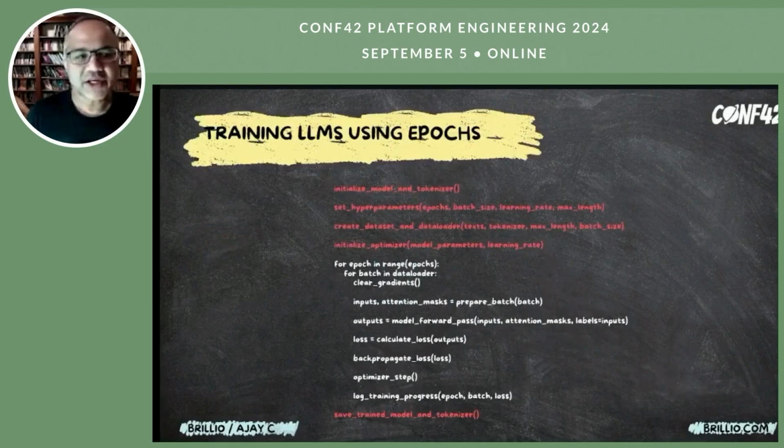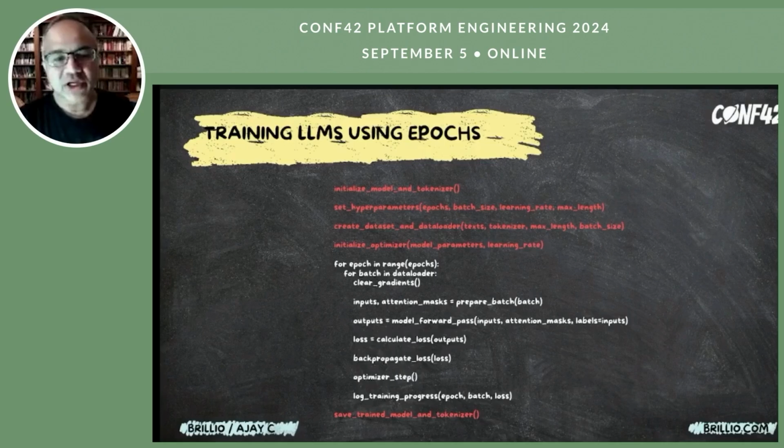As you start training your LLMs using epochs, first you start with some kind of model initiation and tokenizing process. Once you set that, you have to start looking at setting your hyperparameters. These hyperparameters are things like the number of epochs, the batch size that you're training with, as well as the learning rates and all that. Once you do that, you go into your data sets and load your data, making sure that you have the right kind of data coming out of the process. Then you initialize the optimization process using the model parameters that you set in the previous step, and then set your learning rate.